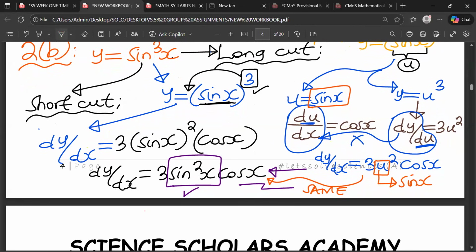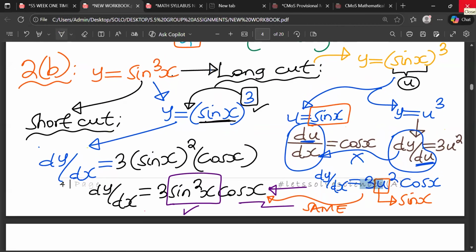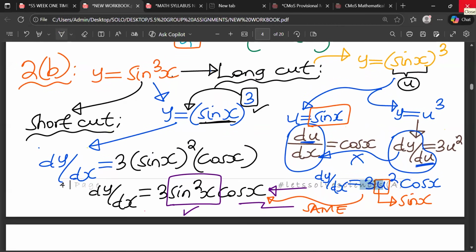I think now I can go to number 3. So people tell me, which one is better? Shortcut, long cut, or both are okay, or both are hard? Which one do you take? If you say none, that means both are hard. If you say both, that means both are okay. If you choose one, then that's what you prefer.